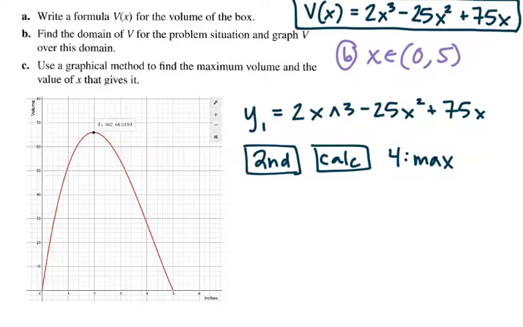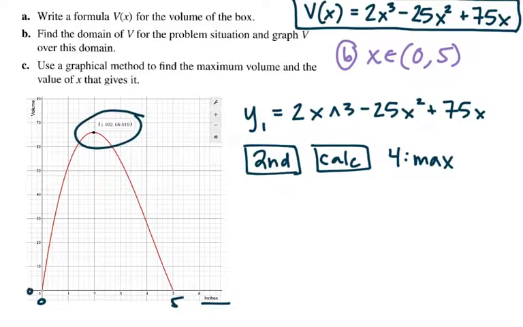So here is my curve of my volume. On the x-axis, I've set my window to go from 0 to 5, and that's in inches. On my y-axis, we're talking about a volume, a 0 volume box, up to a maximum. I set mine to 75 or 80. Okay, so we've got volume on the y-axis. And this point right here is the max.